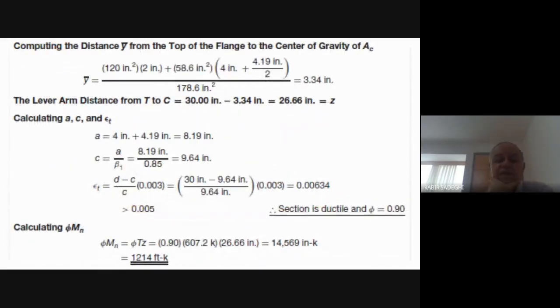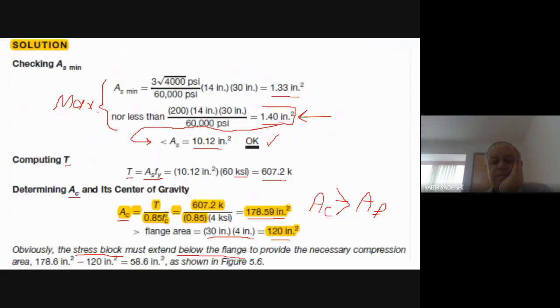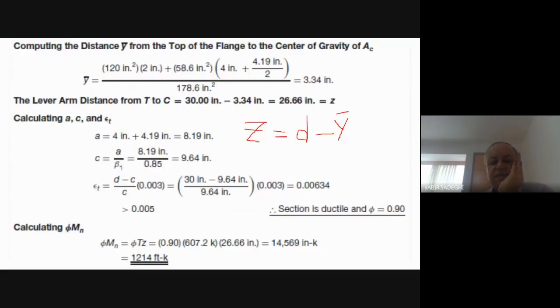Okay, what will happen? Something will change, now Z changes. This time, Z that we calculate is not d minus a over 2. Z equals for us d minus y bar. What is y bar? y bar is showing the location of the neutral axis. For example, see this figure.